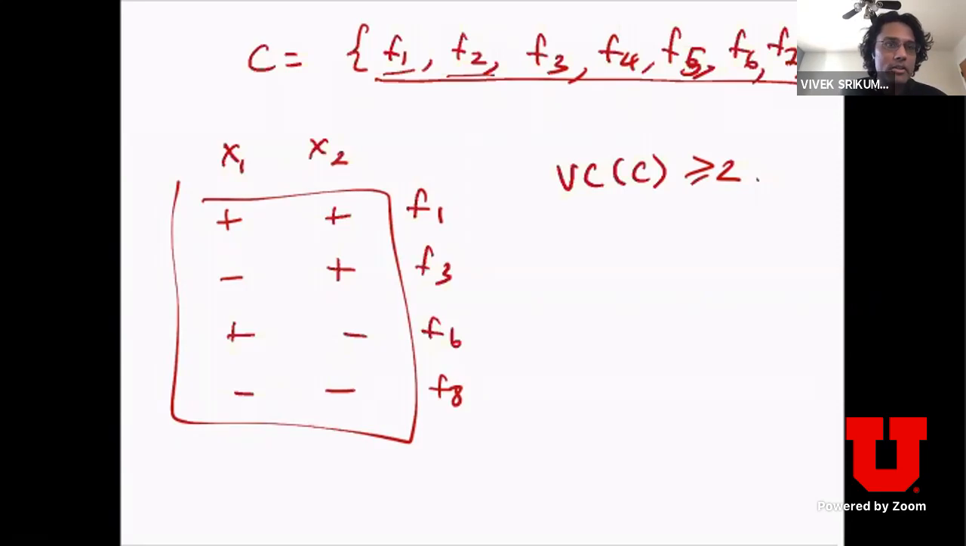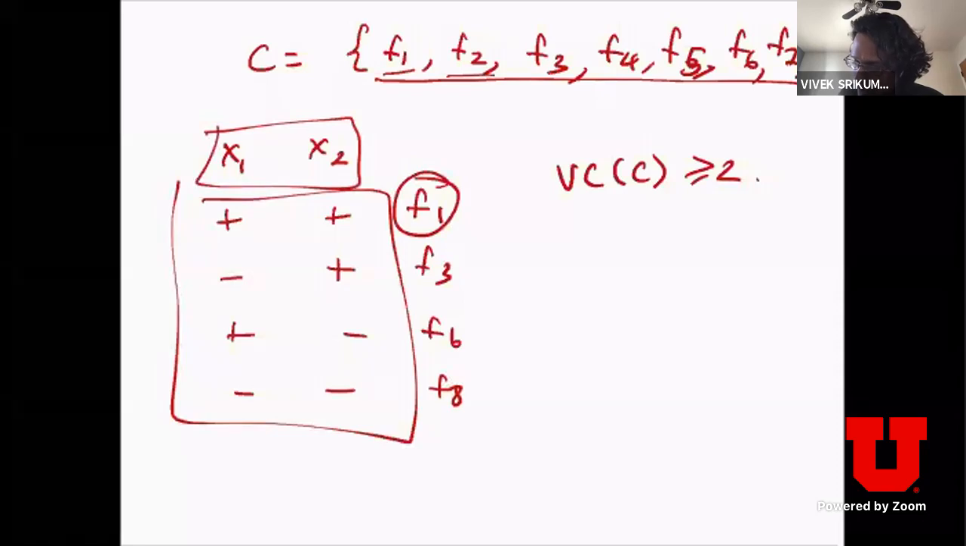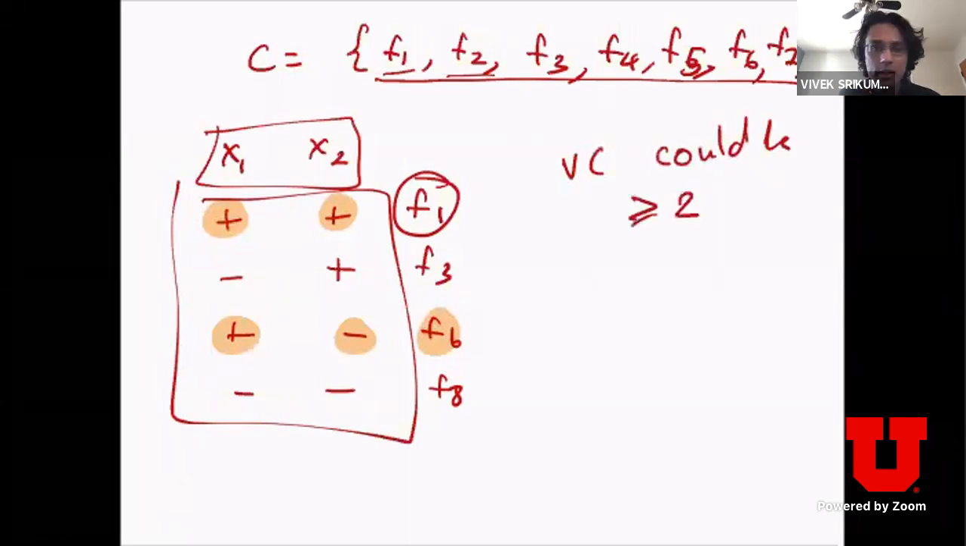Maybe the definition of the functions prevent it, but there exists some set of definitions for these functions such that f1, when applied to x1 and x2, would assign plus for x1 and plus for x2. f6 would assign a plus for x1 but a minus for x2. It's entirely possible. So this does not prove that VC dimension is more than 2. This is just saying the VC dimension could be greater than or equal to 2.